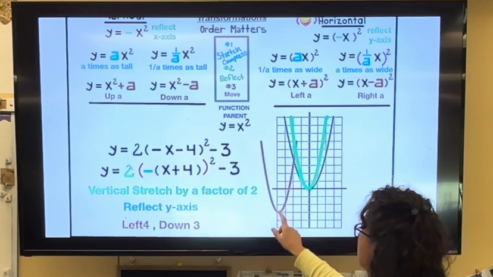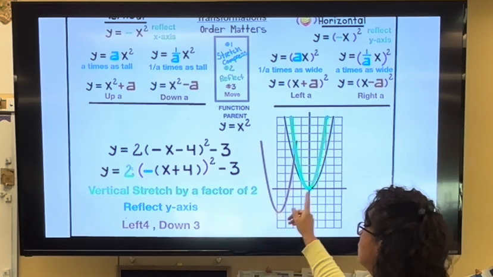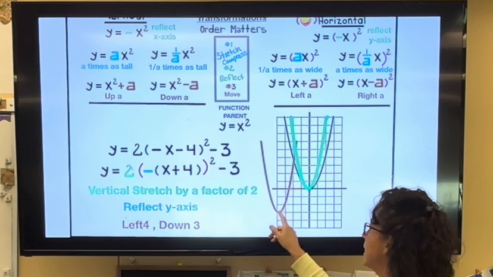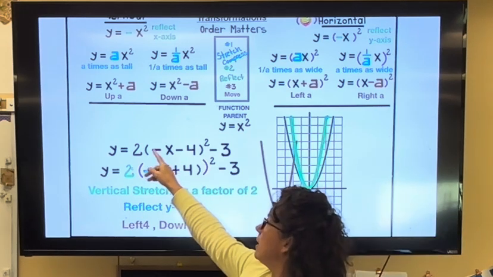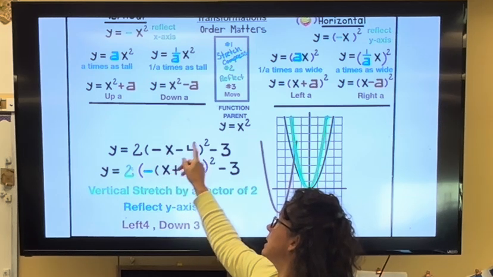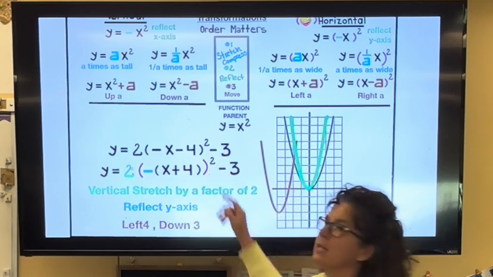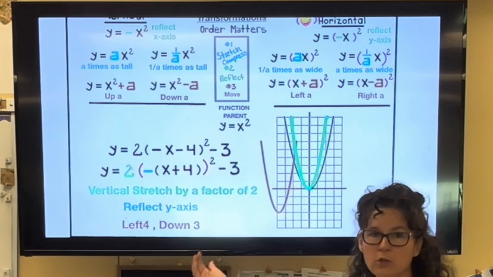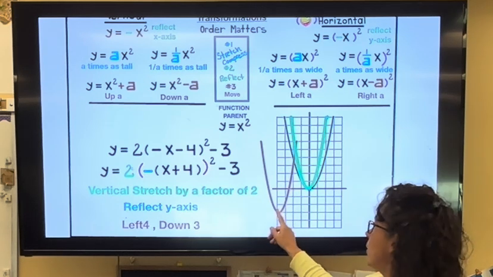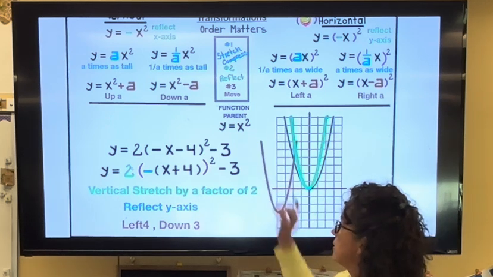So for example, the vertex of my final graph is at -4, -3. So if I plug -4 into my original equation, I should get -3. So let's try it out. -4 is 4. 4 minus 4 is 0. 0 squared is 0. 0 multiplied by 2 is 0. And 0 minus 3 is -3. If you substitute -4, you get out -3, back 4, down 3. And that point is on my graph. So I'm feeling very confident that my final graph is correct.